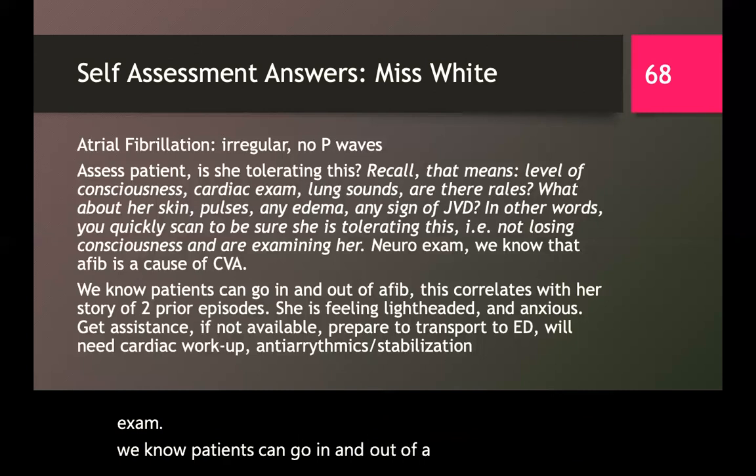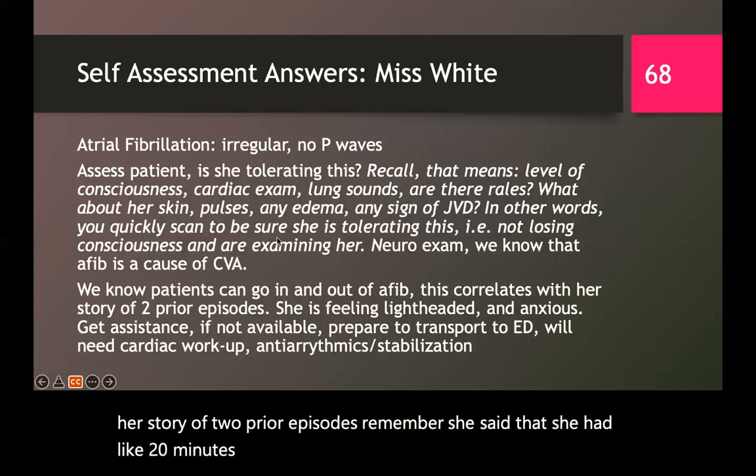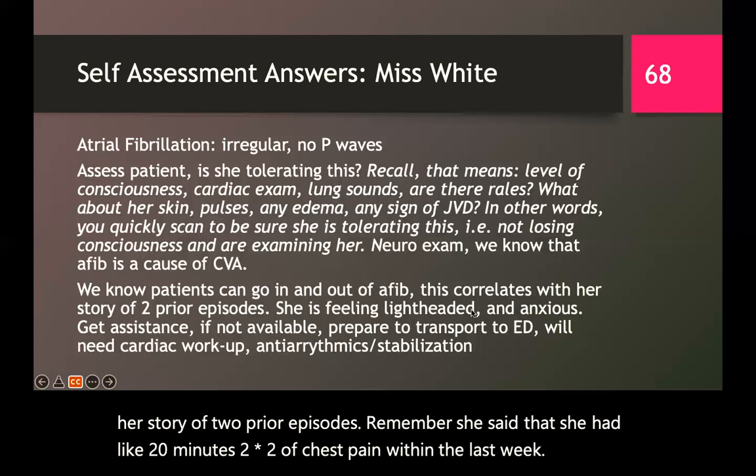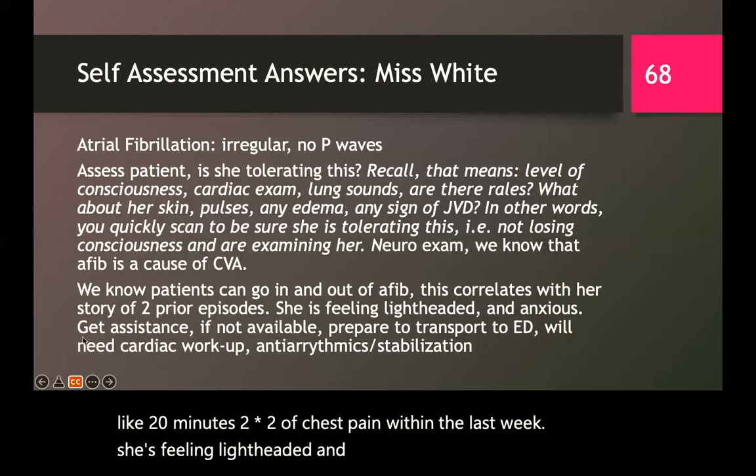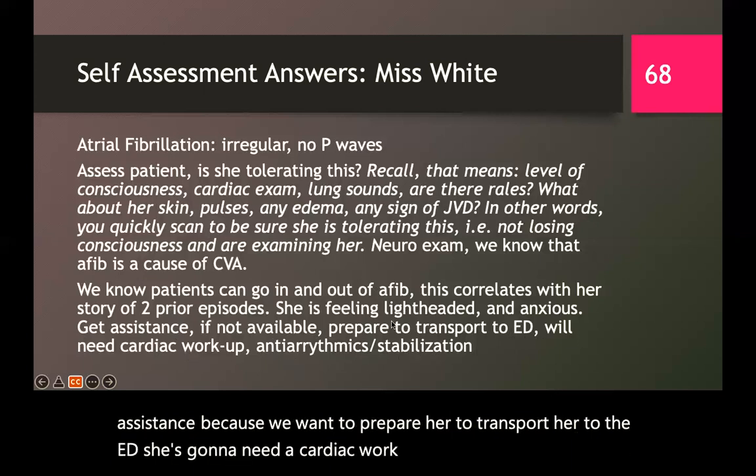This correlates with her story of 2 prior episodes. Remember, she said that she had like 20 minutes to 2 times 2 of chest pain within the last week. She's feeling lightheaded and anxious. We definitely want to get assistance because we want to prepare her to transport her to the ED. She's going to need a cardiac workup, antiarrhythmics, and stabilization.